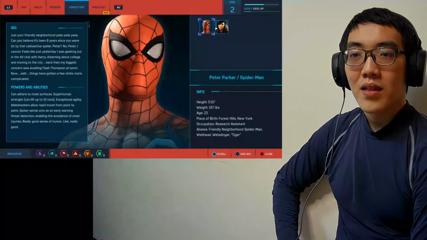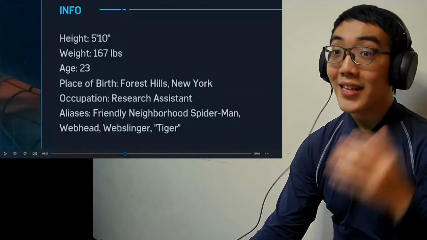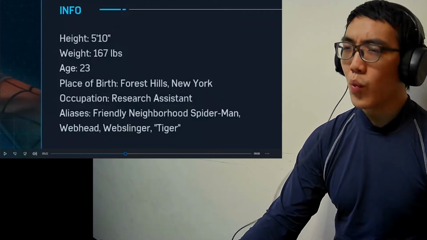Thankfully, Peter Parker has a canon height, and canon weight and canon age. Wow, wait, 22 years old? That is younger than me. Oh my god. What am I doing with my life?